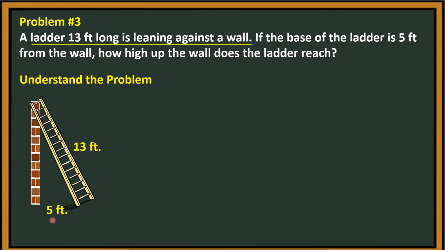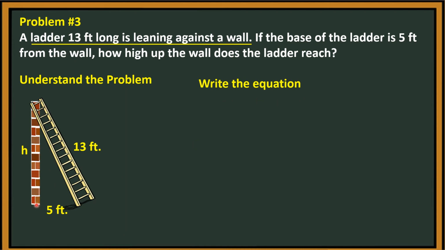So, we write here 5 feet. And then, how high up the wall does the ladder reach? So, the height of the wall is the missing one. So, that is h. We're going to use h here for the height of the wall. Then, after that, we're going to write the equation.